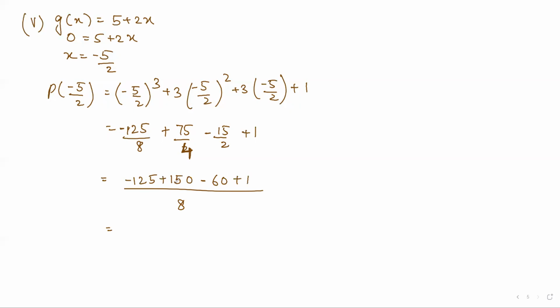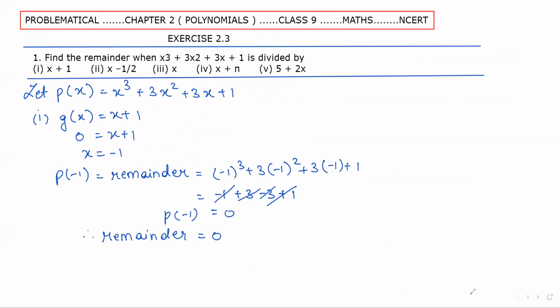Minus 125 plus 150, we are left with 25 positive. Minus 60 plus 1. Instead, we'll calculate this first, later on we'll add 1. This is 25 minus 60, which is minus 35, plus 1 divided by 8, which is equal to minus 34 divided by 8. Now we've calculated all 5 parts.